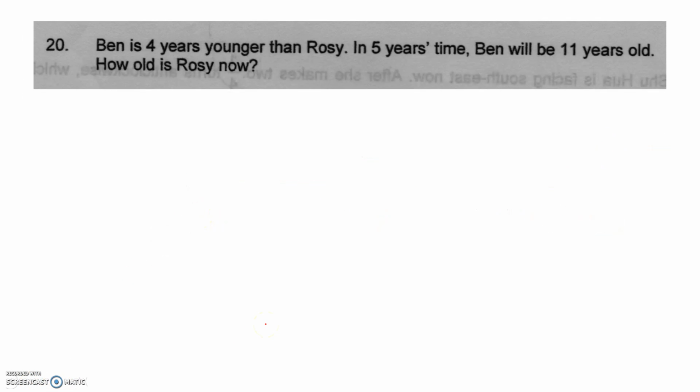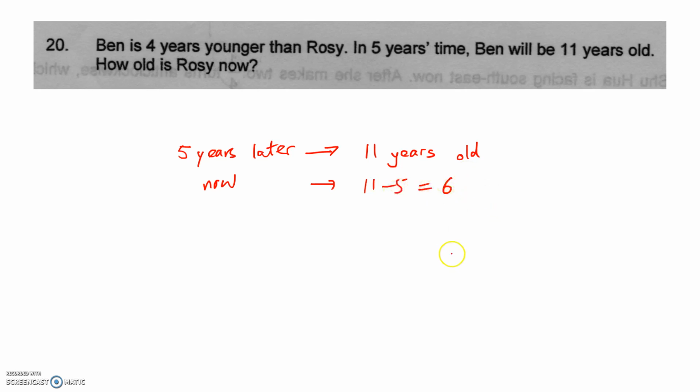Now, Ben is 4 years younger than Rosie. In 5 years' time, Ben will be 11 years old. Now this one is a super easy question. Let's look at this first. In 5 years' time, Ben is 11 years old. So 5 years later, Ben is 11 years old. Then now, how old is he? You have to minus 5 because this is 5 years later. So 11 minus 5 will give you 6. So now he's 6 years old.